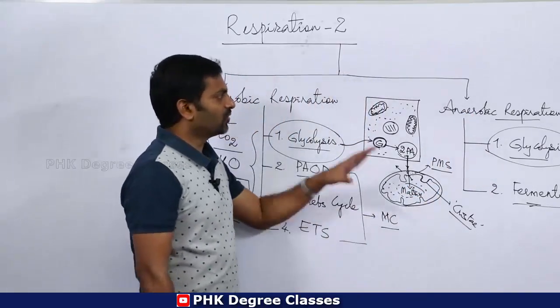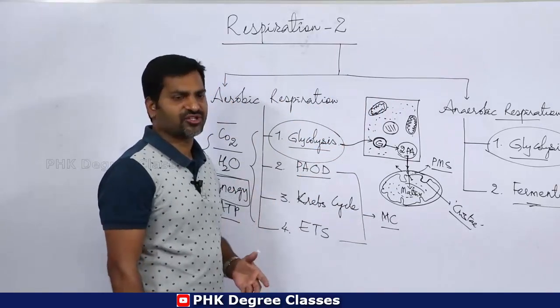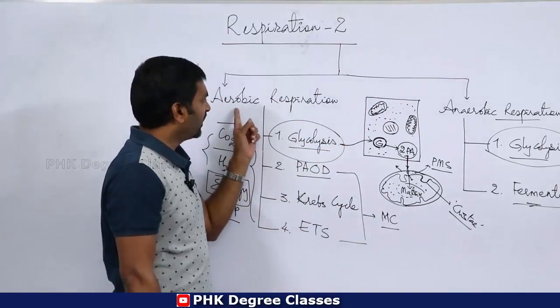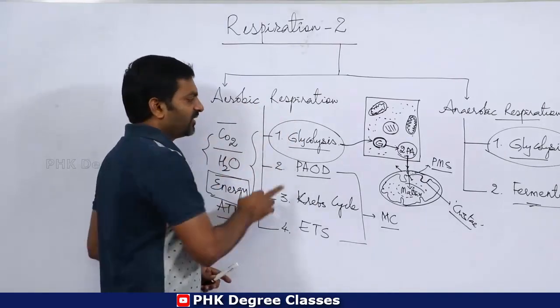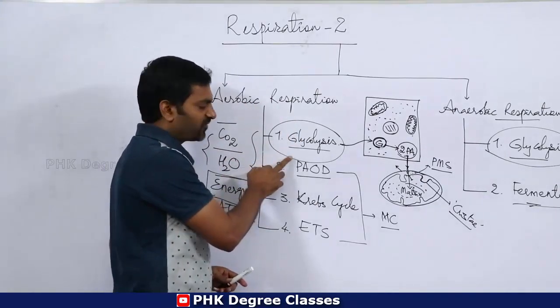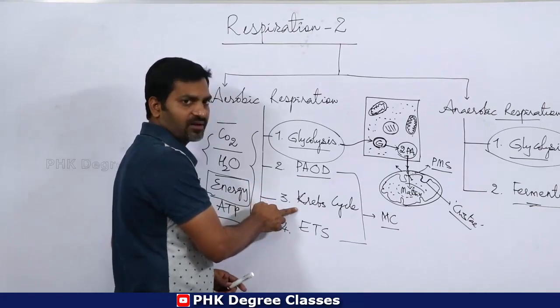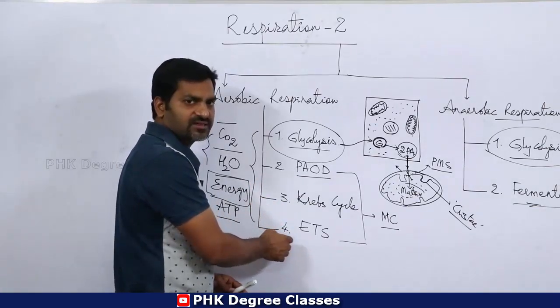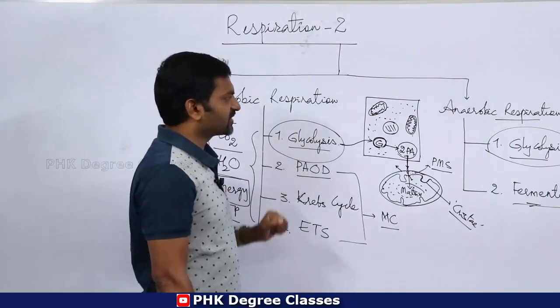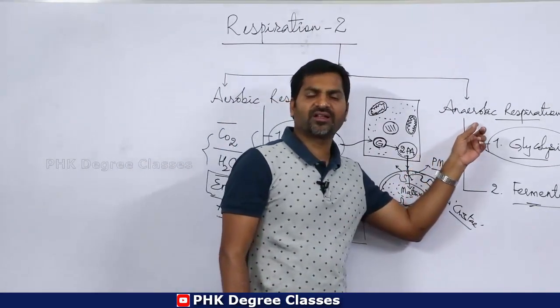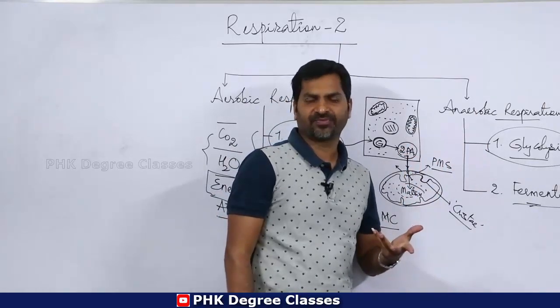Clear? So in the next session we will discuss aerobic respiration. We will start with the first step, that is glycolysis, then followed by PAOD, then Krebs cycle. Finally we will discuss ETS, that is electron transport system. After completion of this topic we will move to another topic, that is anaerobic respiration.